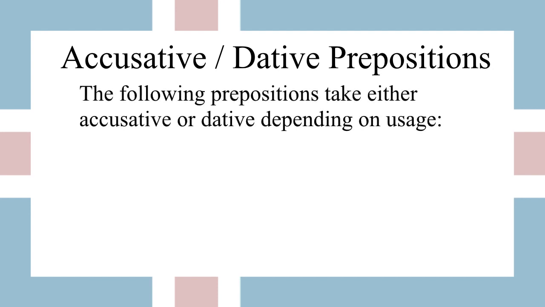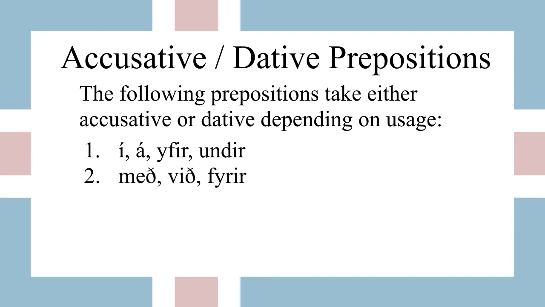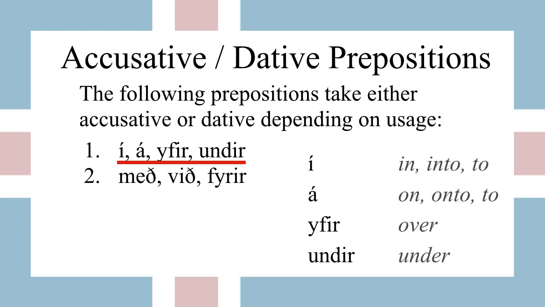Now, the following prepositions can take either accusative or dative, depending on their usage. And we're going to divide them into two groups. The first group has í, á, yfir, and undir. The next group has með, við, and fyrir. In this video, we're going to be talking primarily about this first group, and the reason for that is there's a much more concrete rule that can be used for these ones, whereas the other ones are a little bit more arbitrary.